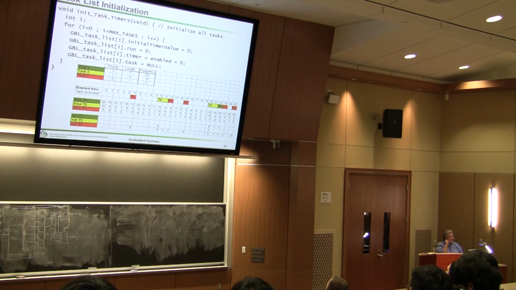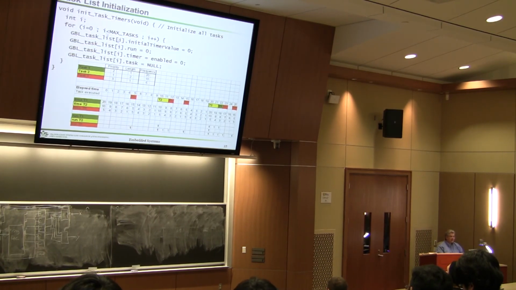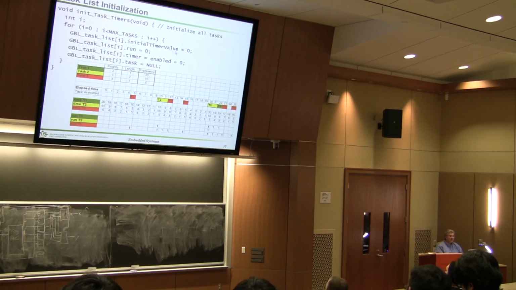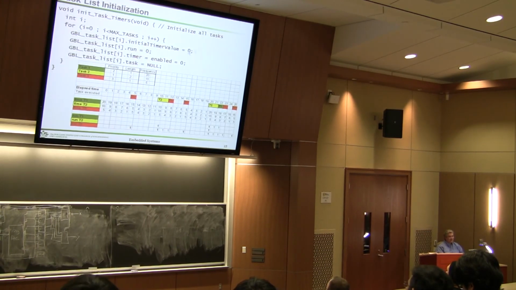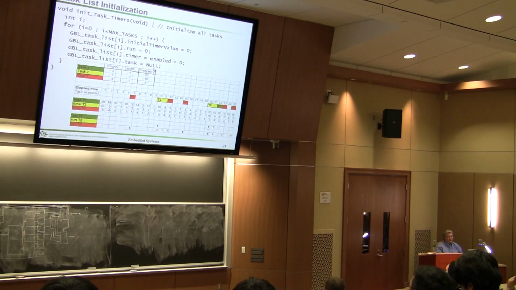Now, here's how we initialize a task, or all the tasks. First of all, we're going to go through each one and just give it timer 0, run 0, 1, enabled 0, and null.